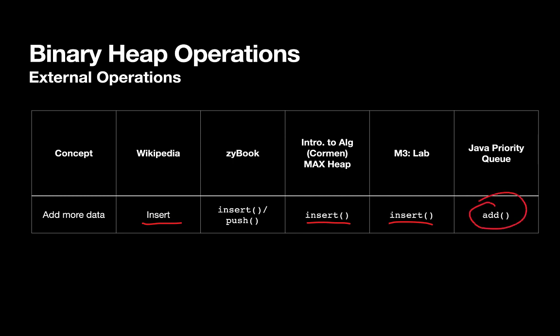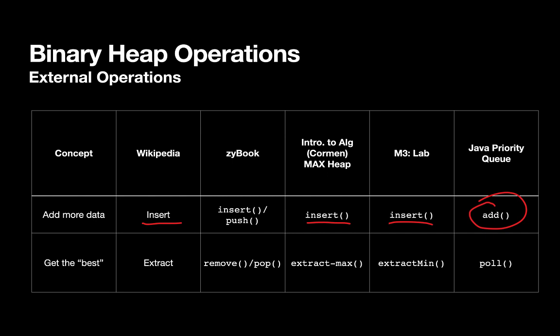Java's priority queues will refer to it as adding something. There's the corresponding concept of getting the best value, which is removing it. In many places that's referred to as an extract. So it's referred to as extract max in a max heap. We'll be dealing with a min heap, so in our lab it's extract min. The Zybooks refers to it as remove when they're talking about a heap, and pop when they're talking about the concept of a priority queue that may be implemented with a heap. The Java class refers to it as a poll, P-O-L-L.